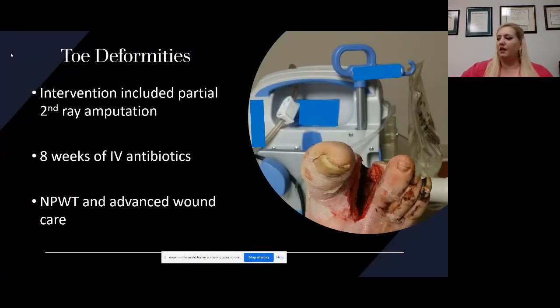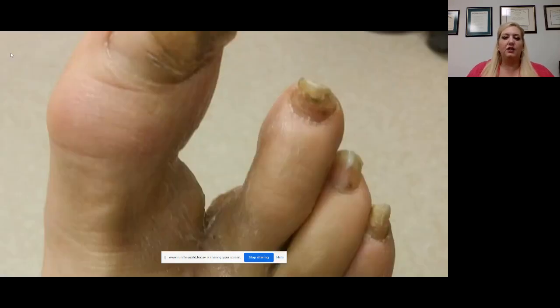So patient had to be taken to surgery, and we did a partial first ray amputation, partial second ray amputation. He took part of the metatarsal, took all the toe, part of the metatarsal down to the shaft. Patient was placed on 8 weeks of IV antibiotic therapy, negative pressure wound therapy was utilized to help to granulate the area in. And you can see long term, this is what the patient looked like.